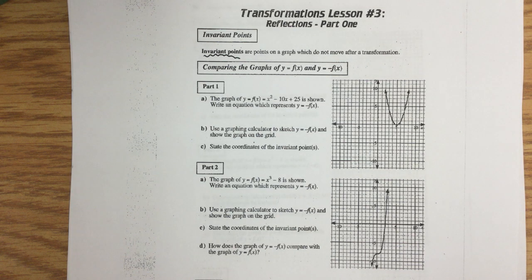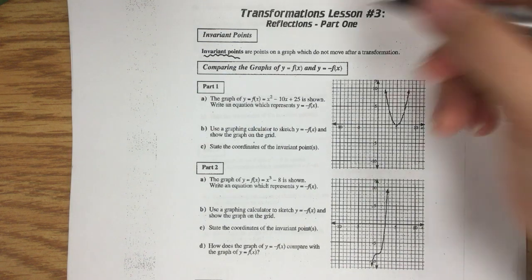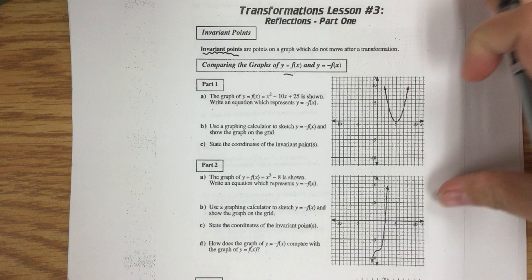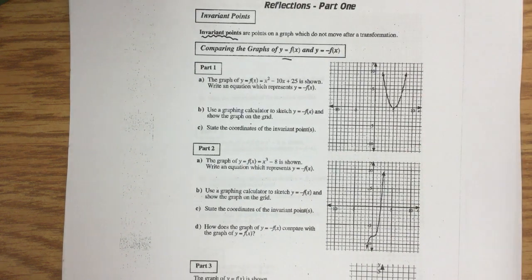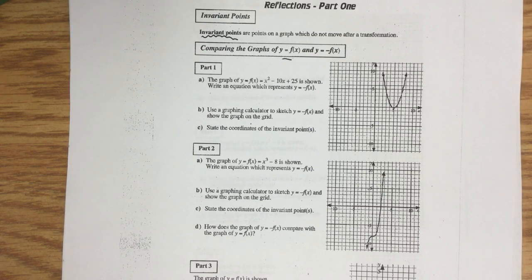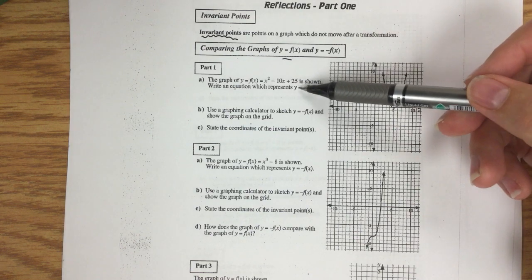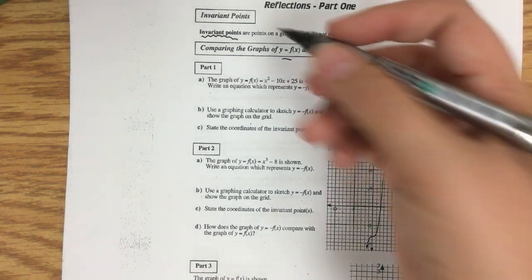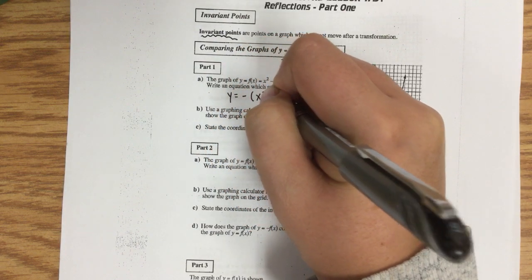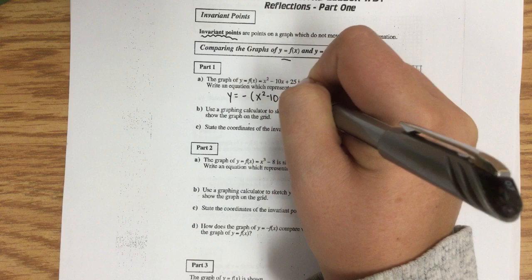So comparing the graphs of y equals f of x as our original and y equals negative f of x. In part 1 it says, let's do a little bit of an investigation. This is the graph of x squared minus 10x plus 25, so a quadratic type graph. Write an equation which represents y equals negative f of x. Well, negative f of x would be negative, x squared minus 10x plus 25.